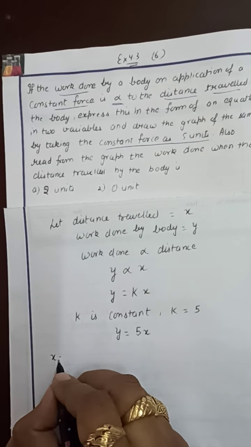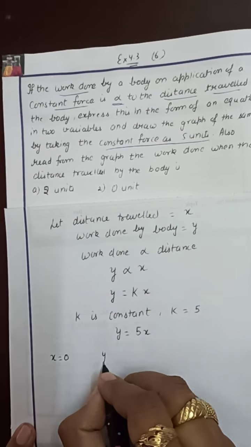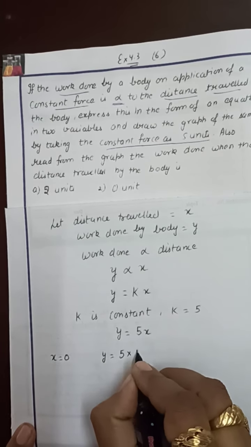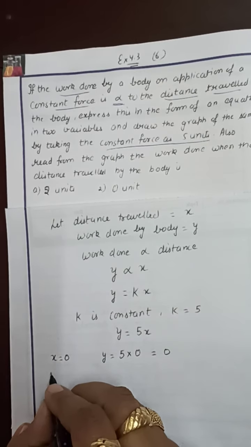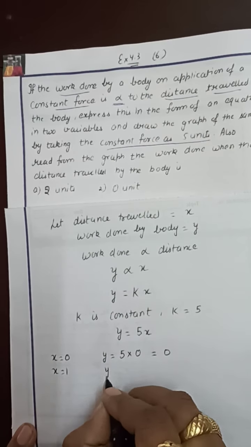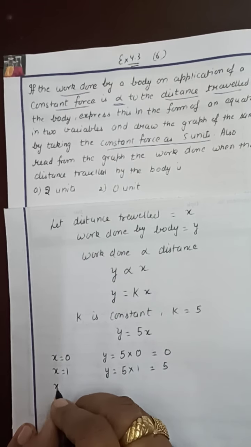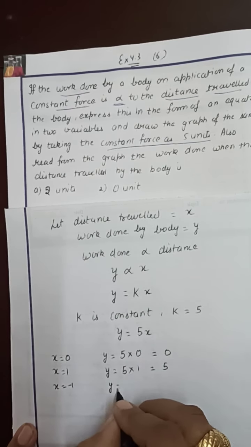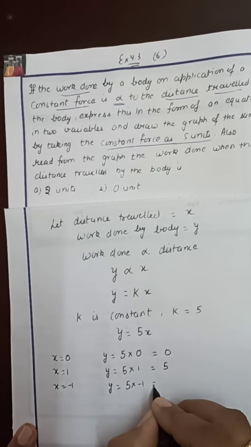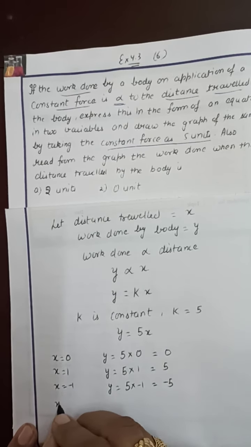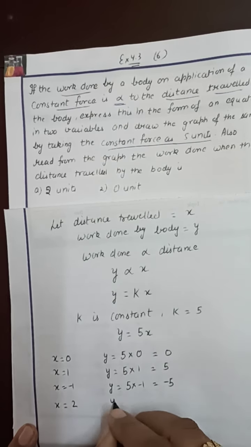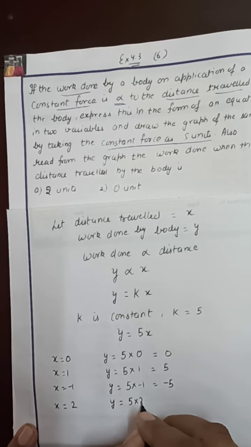So firstly I am going to put x equals 0. Y will become y equals 5 into 0, it will be 0. X equals 1, y equals 5 into 1 equals 5. X equals minus 1, y equals 5 into minus 1 equals minus 5. X equals 2, y equals 5 into 2 equals 10.